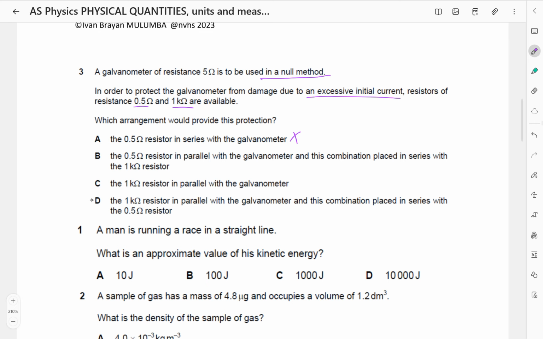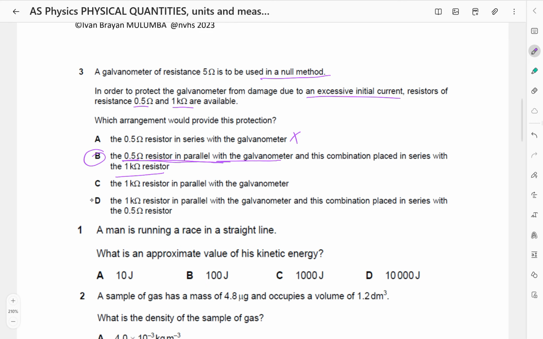0.5 resistance in parallel with the galvanometer. That one increases the total resistance because this is 0.5. If it was a whole number, then it would decrease. This combination is placed in series with 1 kilo ohms, again resistance increases. So this one will give minimum current because 0.5 in parallel with the galvanometer makes the total resistance greater because of the 0.5. If it was a whole number, the resistance would be smaller.